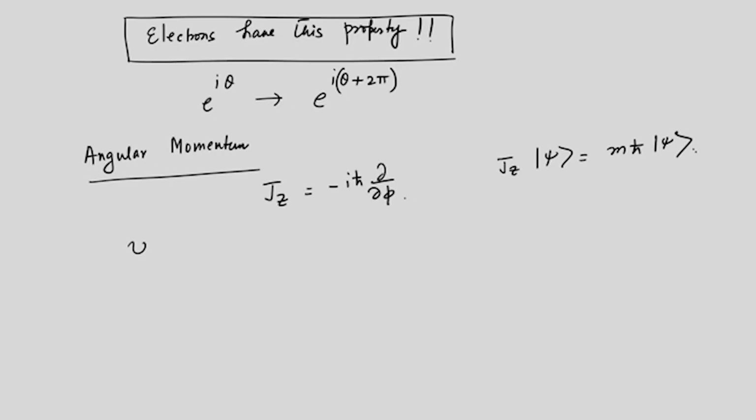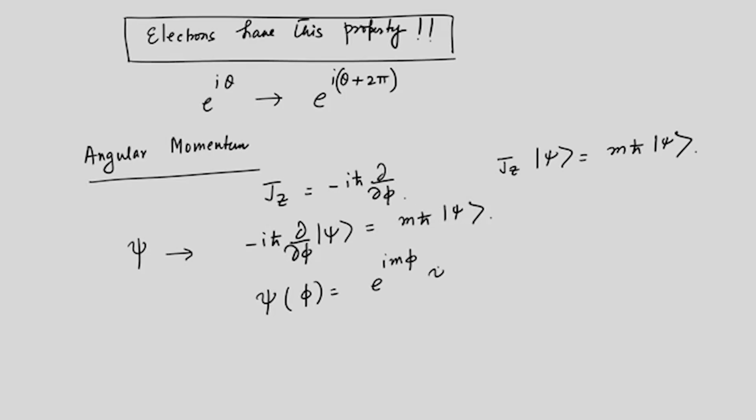And ψ actually transforms as follows. If you put it into the Schrödinger equation, you find that -iħ ∂ψ/∂φ is equal to mħψ. The solution would tell you that ψ(φ) is equal to e to the power imφ times ψ(φ). So ψ transforms in this particular fashion, is what I mean to say.